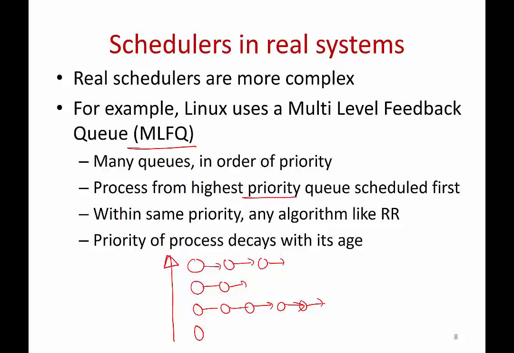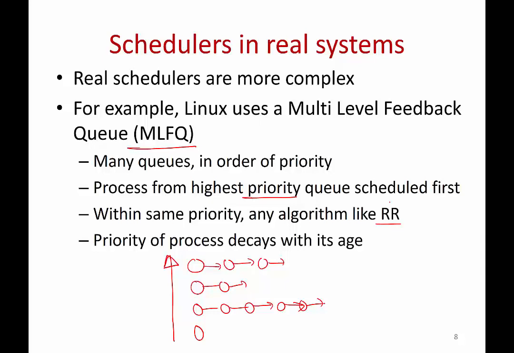And then within the same priority, you can run any algorithm like round robin to go over all the processes of a given priority. So how is this priority fixed? Different implementations do different things. For example, one way to think about it is when a process enters, it has very high priority. You place it in the highest queue. But once you see that it's using a lot of CPU, you might decide, let me lower its priority a little bit. After some time, its priority goes down even more, and so on, right? Priority could decay with age.